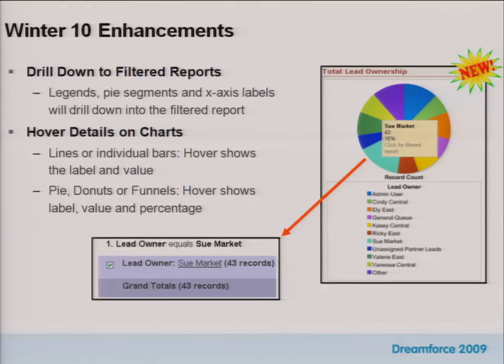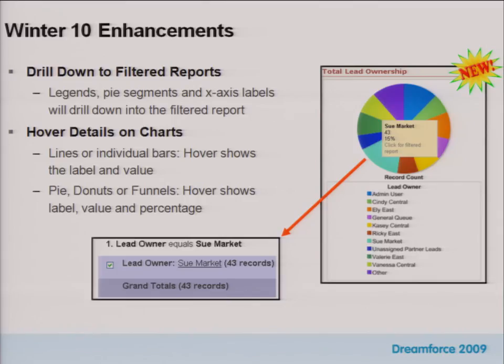Let me start with the second one, hover details. What preluded this was that initially we had show values, where it actually showed values on the bars. Now you can hover on these graphs, pies, donuts, funnels, lines, bars, whatever it may be, and you'll actually see the values for each of the different segments and the percentages they take up.